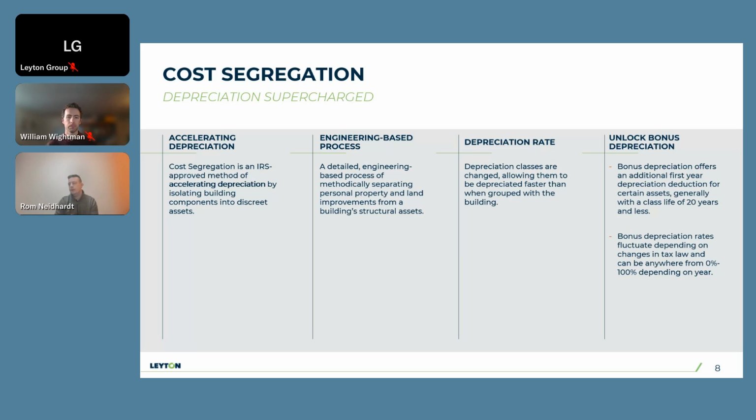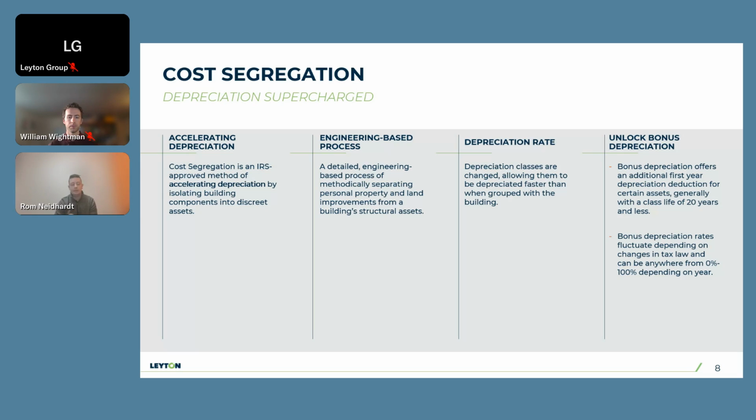When you do that, then you're able to change the depreciation rate on those individual assets. Like I said, you're pulling out flooring, you're pulling out electrical wiring, you're pulling out HVAC as much as humanly possible. And you're changing the depreciation class. So like we showed in that last table, you're getting it depreciated as quickly as possible so you can take those expenses, those deductions as quickly as possible.